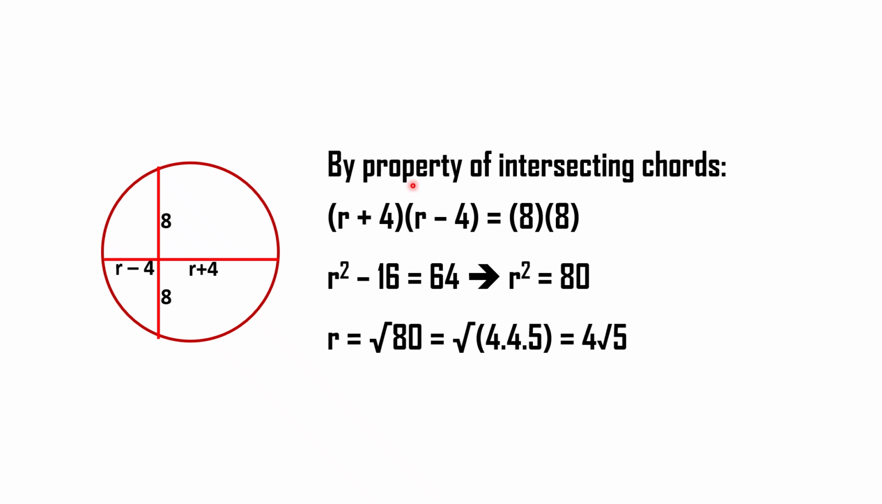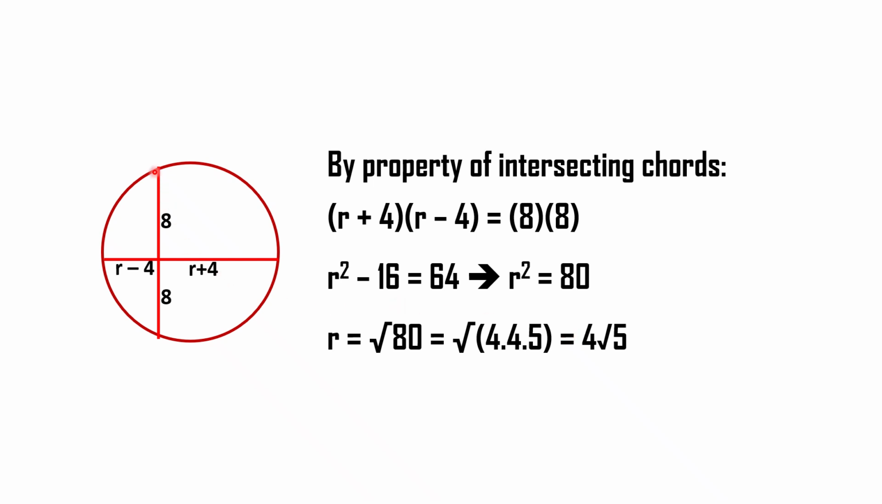Now we apply the property of intersecting chords. When two chords intersect, the product of the segments should be equal. So r minus 4 multiplied by r plus 4 is equal to 8 into 8. That is r square minus 16 equal to 64. Minus 16 we transpose to the other side. So r square equal to 80. R equal to square root of 80. That is 4 root 5.